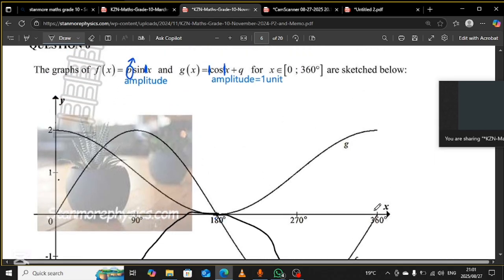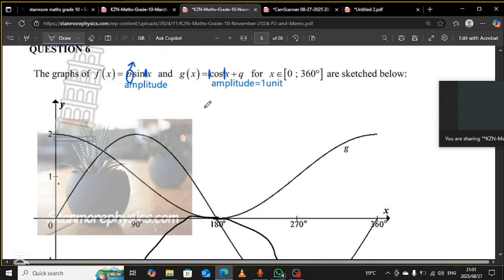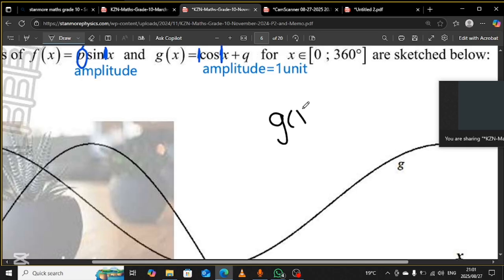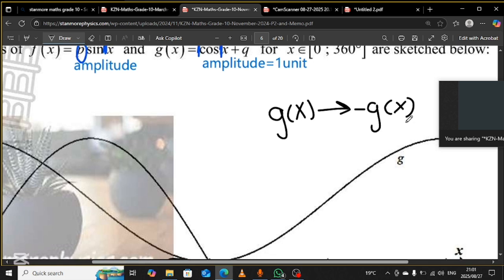So this actually tells us that this function g here, it was positive g of x. Now it's changed to what? To negative g of x. To negative g of x. You understand what I'm trying to say, right?